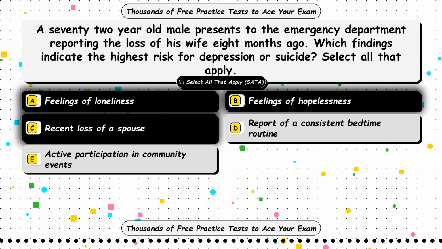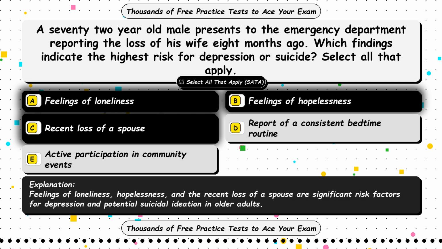The correct answers are options A, B, and C: feelings of loneliness, feelings of hopelessness, recent loss of a spouse. Feelings of loneliness, hopelessness, and the recent loss of a spouse are significant risk factors for depression and potential suicidal ideation in older adults.